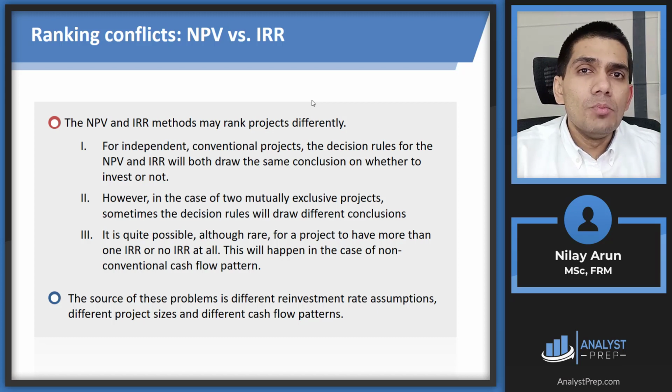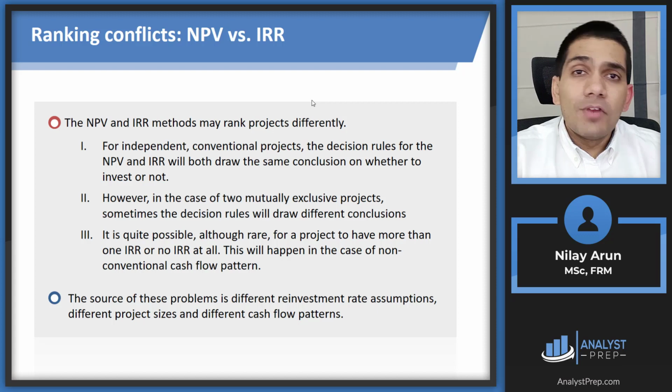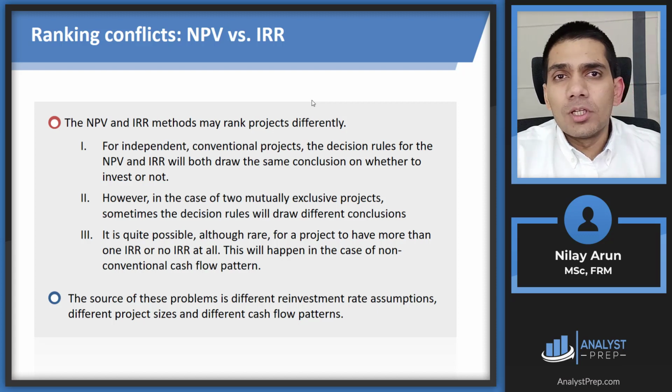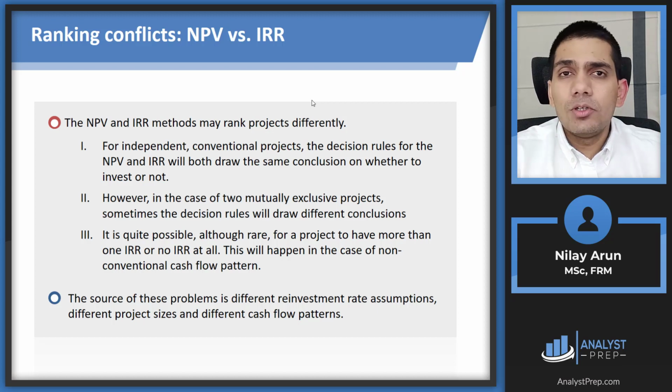However, if you have two mutually exclusive projects, sometimes you could get conflicting answers. So NPV would suggest one project, IRR might select another project. So in that case, what do you do? Whenever there is a conflict between the two, you always go with what NPV says. So you don't select IRR, you go with what NPV has said. That is the final answer.